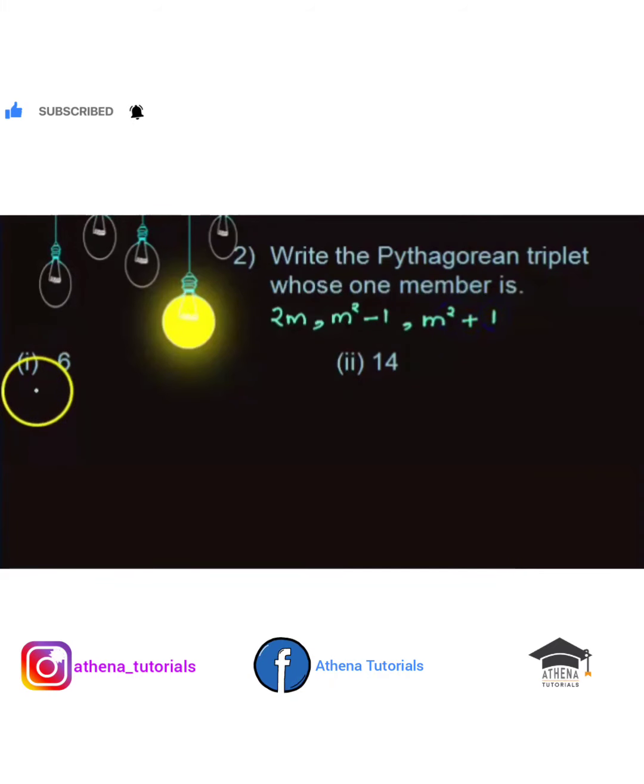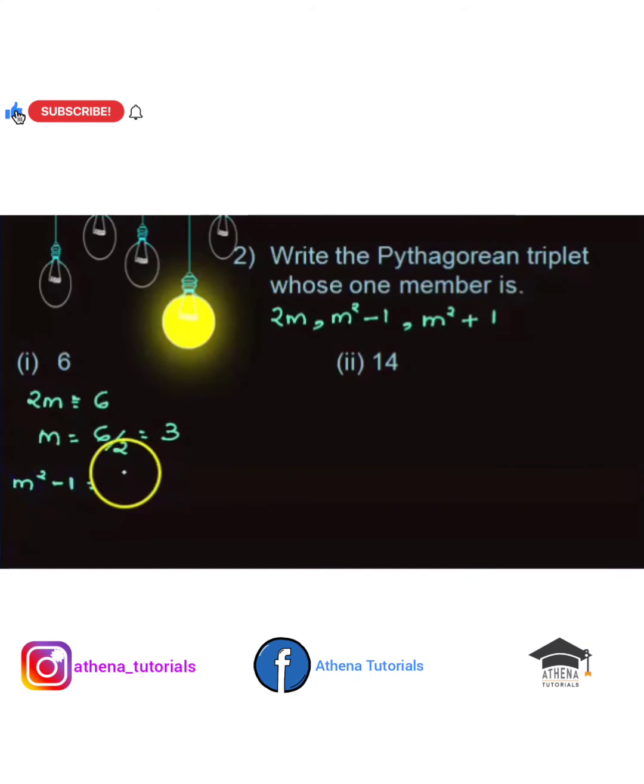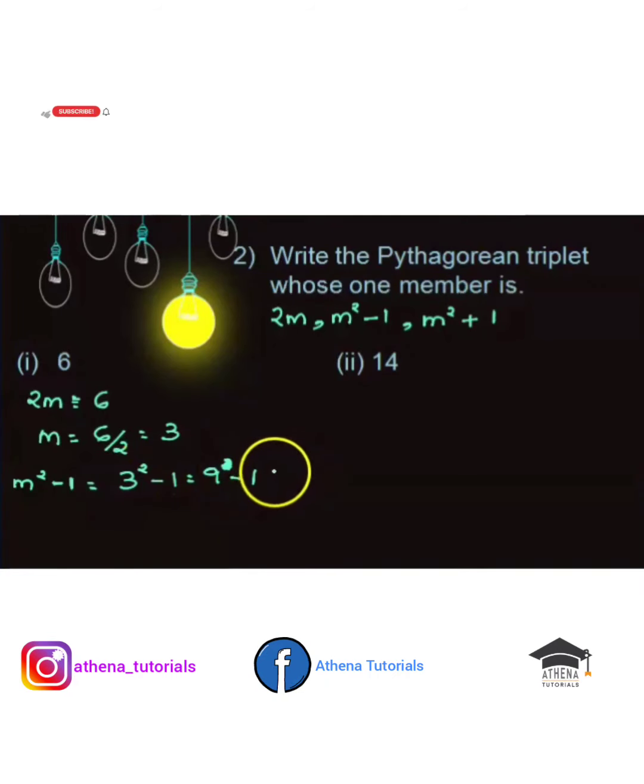So 2m is equal to 6. They have given one number, that is 6. By this we will find out the value of m, that is 6 by 2, which will be equal to 3. So we can easily find the values of the other two. That is m square minus 1, which is 3 square minus 1. 3 square is 9, minus 1, which will be equal to 8.